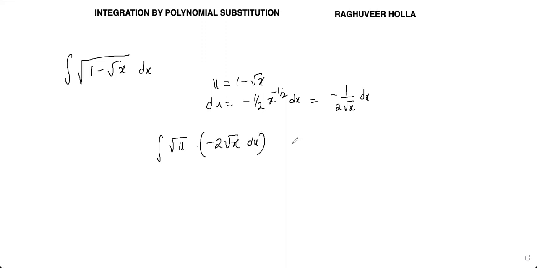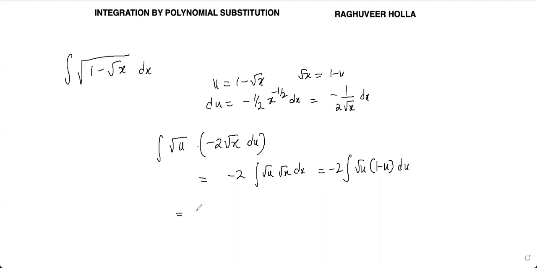Okay, which is dx, or we can write this as minus 2 integral root u root x dx. So from here you can consider root x as 1 minus u. Let us substitute it. So this becomes minus 2 integral root u into 1 minus u into du.